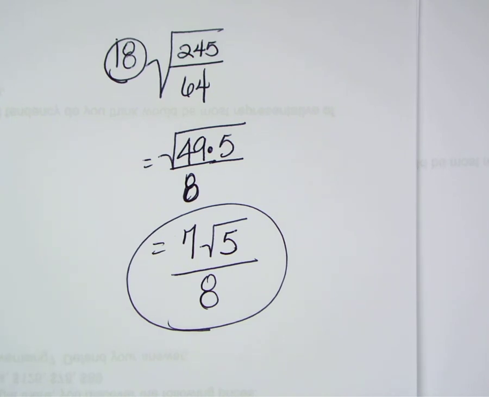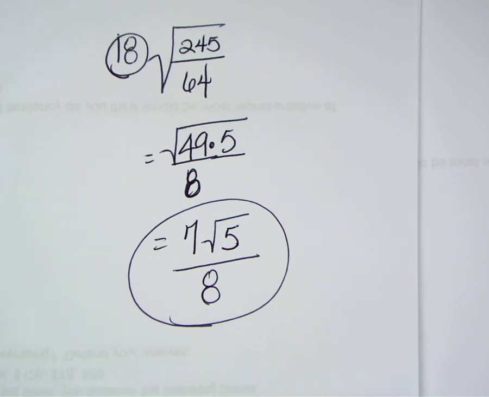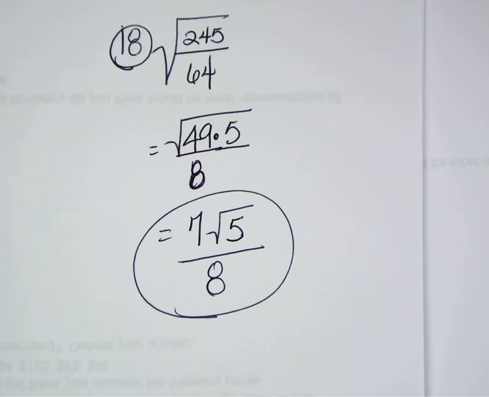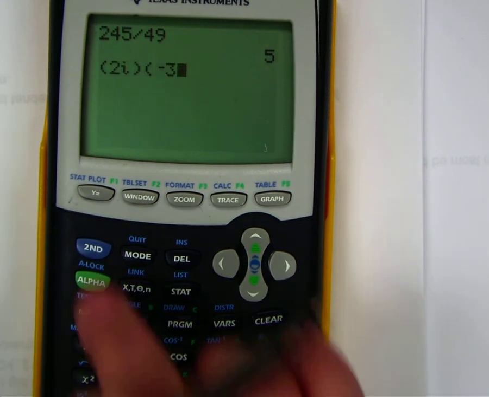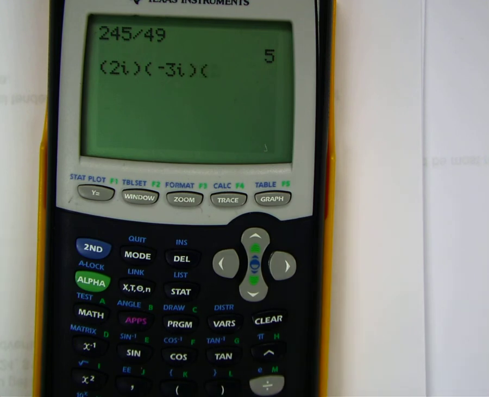Okay. Number 19. Again, number 19, I can now do in the calculator. 2i times negative 3i times 4i is 24i. They're all lies. It's all lies. Now number 20, which is nasty looking, I can do that in the calculator.